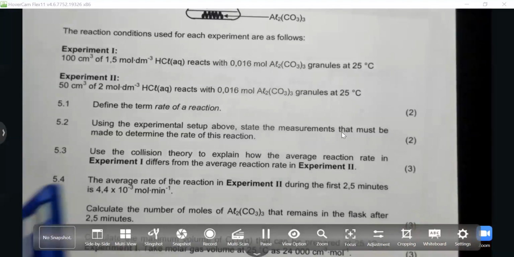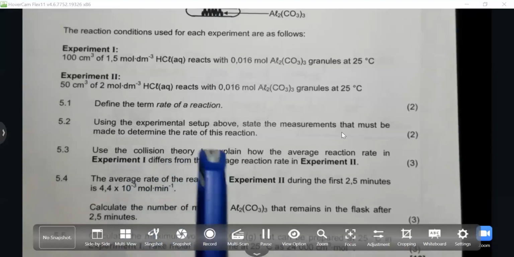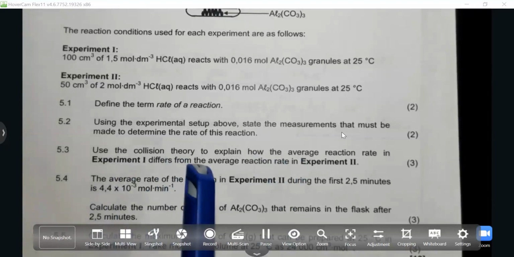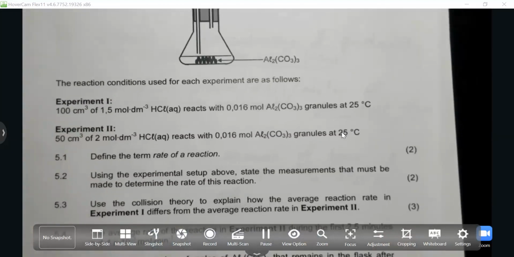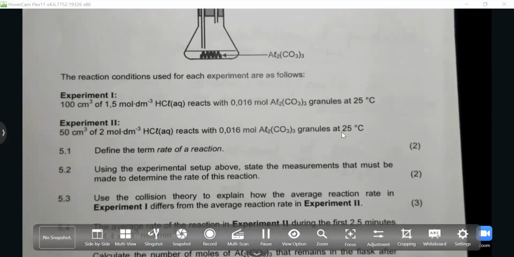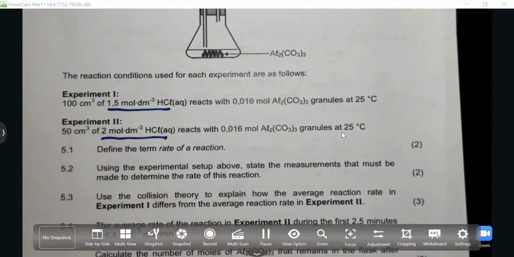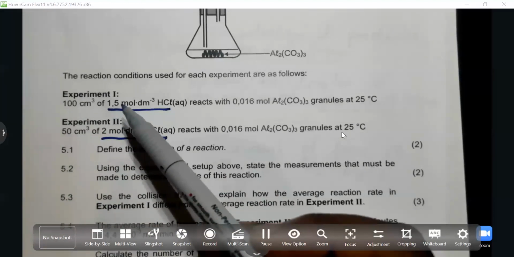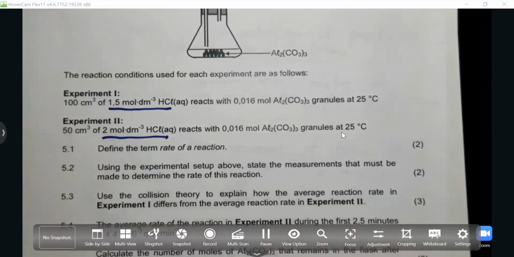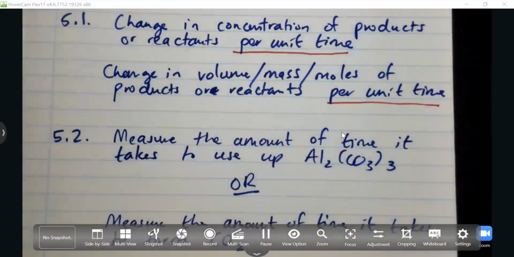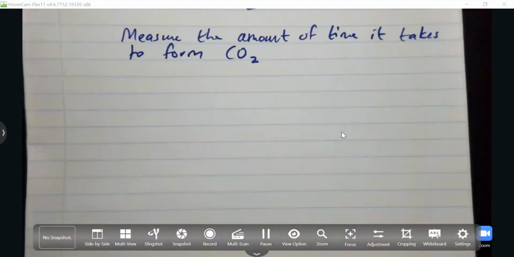Okay, and then question 5.3. Use the collision theory to explain how the average reaction rate in experiment one differs from the average reaction rate in experiment two. Okay, so the only noticeable difference between reaction one and reaction two is the concentration of HCl. So for experiment one, we have a lower concentration of HCl, and in experiment two, we have a higher concentration of HCl. So if we use collision theory, remember collision theory describes the kinetics of molecules for a reaction that is taking place.